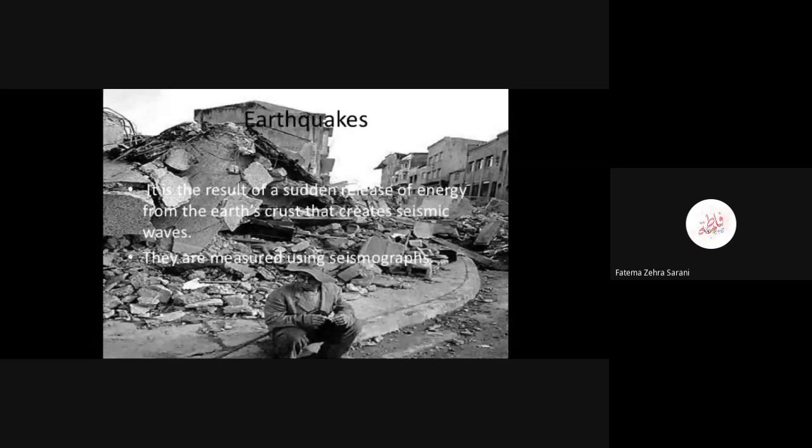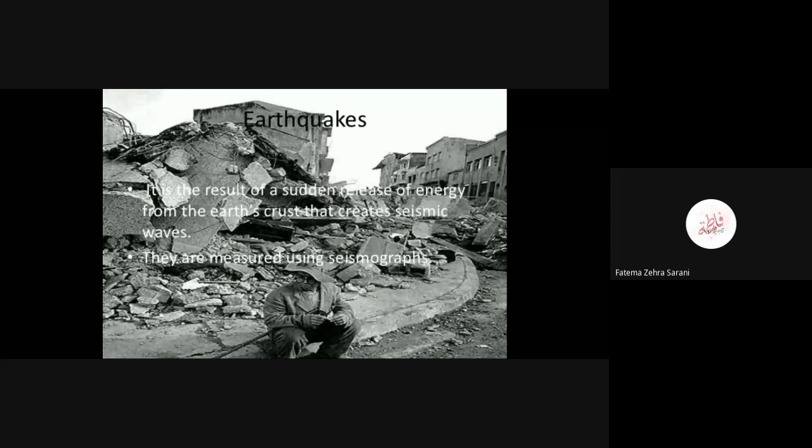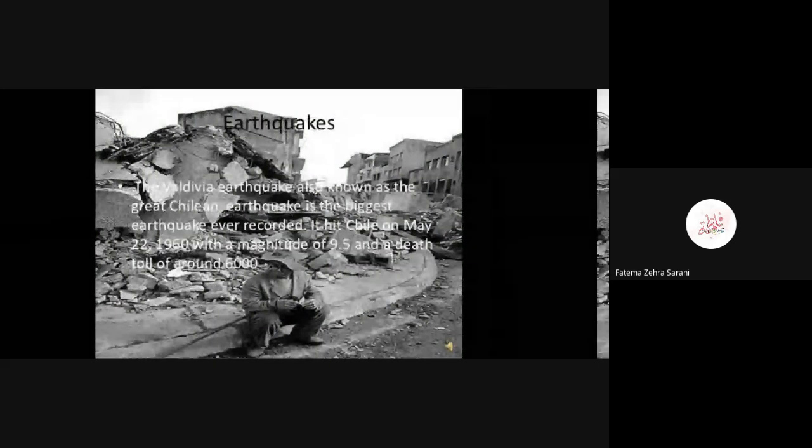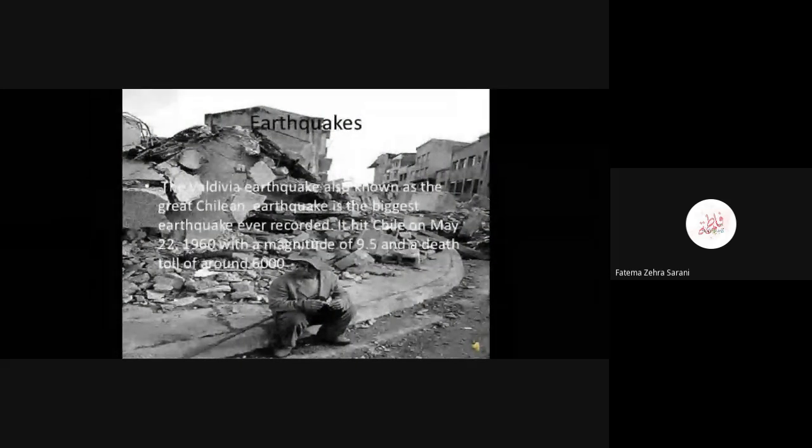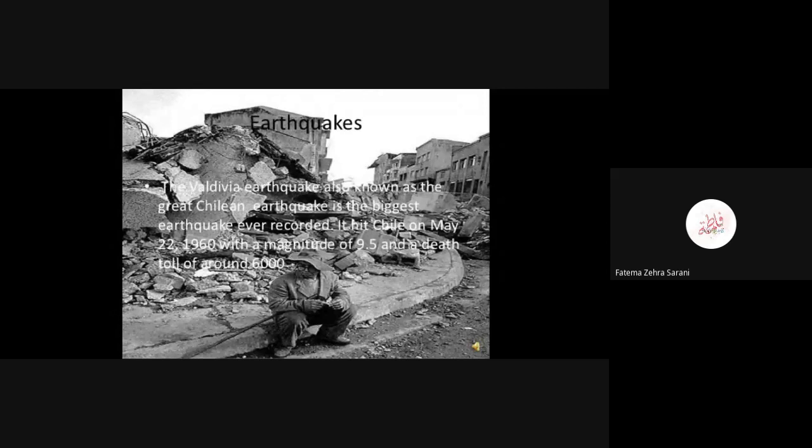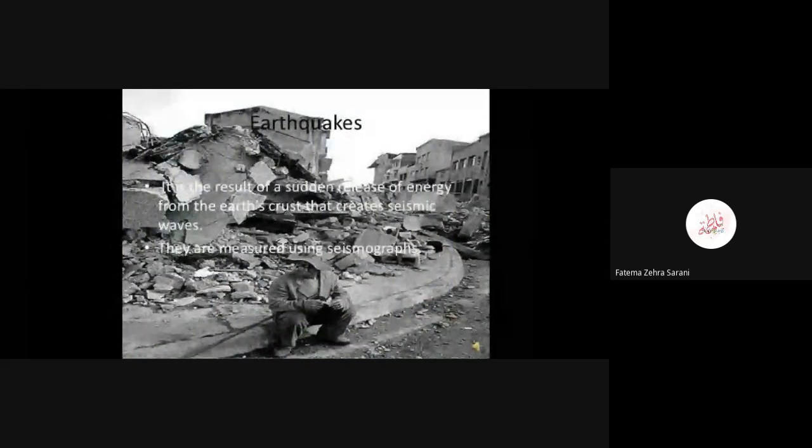An earthquake is a sudden release of energy under the Earth's crust that creates seismic waves. And how is it measured? It is measured with a seismograph. The earthquake that happened in Valdivia was known as the Great Chilean earthquake, which is the biggest earthquake recorded. Got it? Who will read?